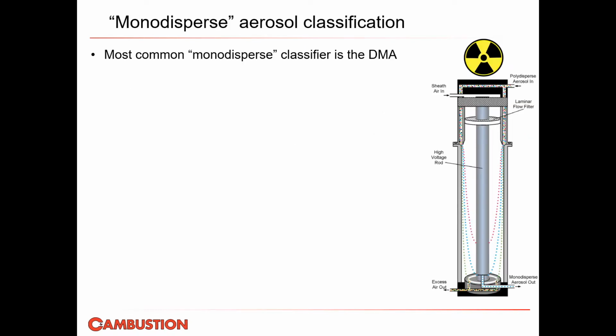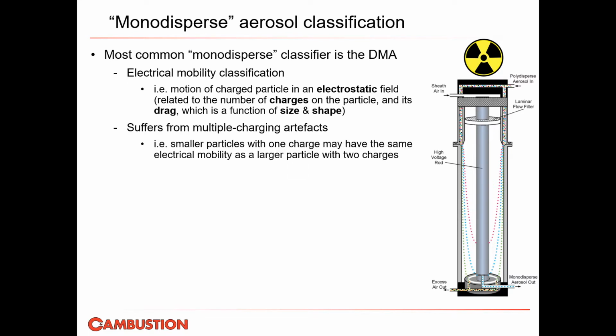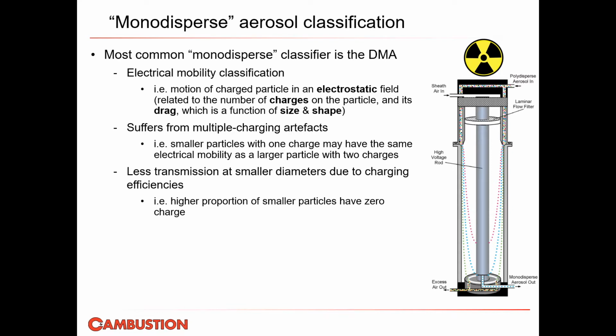The most common monodisperse classifier is the Differential Mobility Analyzer, or DMA, with which I'm sure you're all familiar. This uses electrical mobility classification, which is the motion of charged particles in an electrostatic field. This is related to the number of charges on the particle and the drag of the particle, which in turn is a function of its size and shape. This suffers from multiple charging artifacts. Smaller particles with one charge may end up having the same electrical mobility as a larger particle with two charges. Because there is less chance of smaller particles being charged in the radioactive source of the DMA, this means it is inefficient at transmitting small particles.